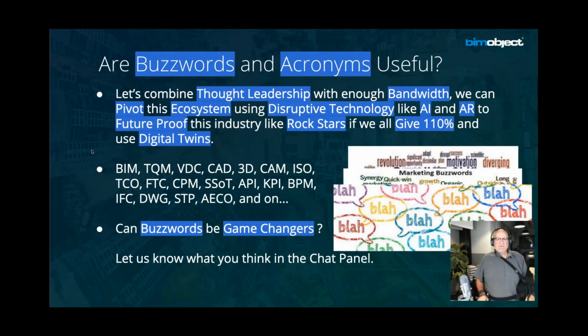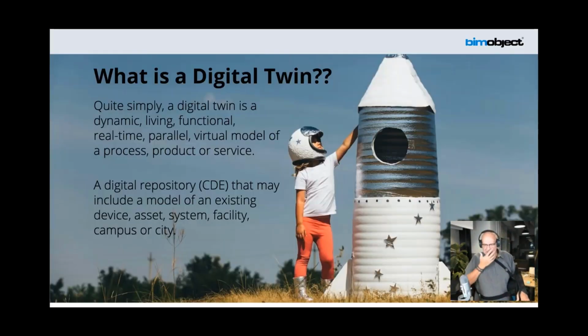Digital twin, another piece of it. So what's a digital twin? I got this photo. I imagine that this might be the digital twin of, or maybe a physical twin of an early moon rocket, but maybe not. But quite simply, it's a dynamic, living, functional, I even submit to you sometimes organic, real-time, parallel, virtual model of a process, product, or service. Terrible definition because of the number of items, but again, I'm trying to paint a picture of this container of content and what it does.